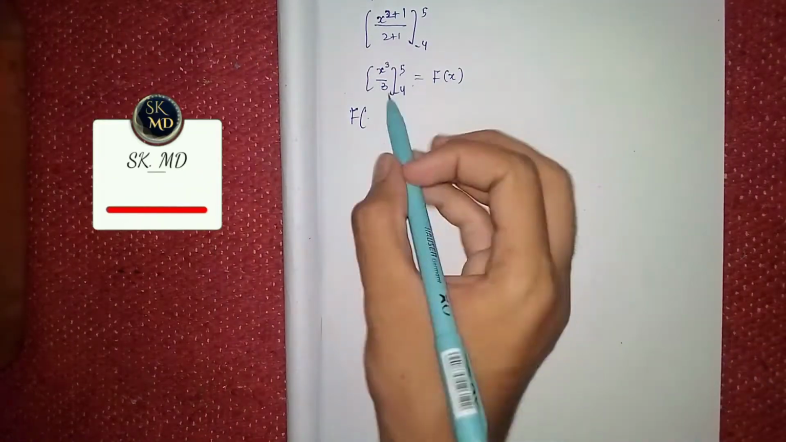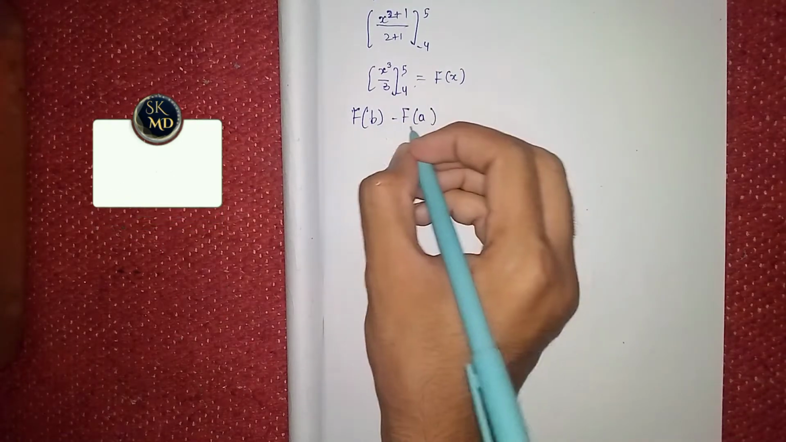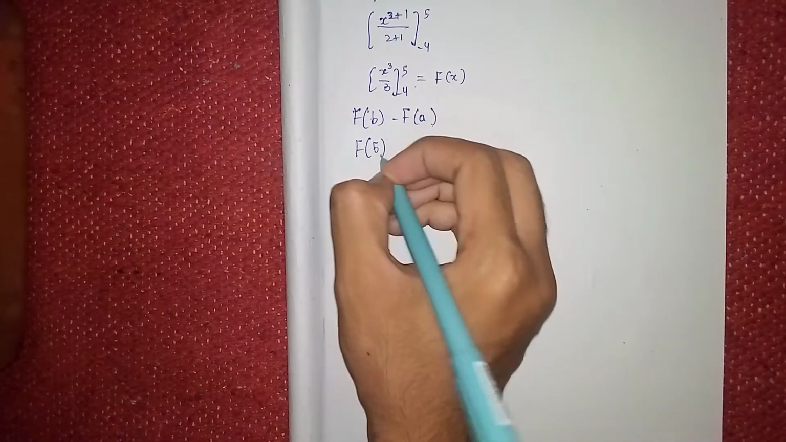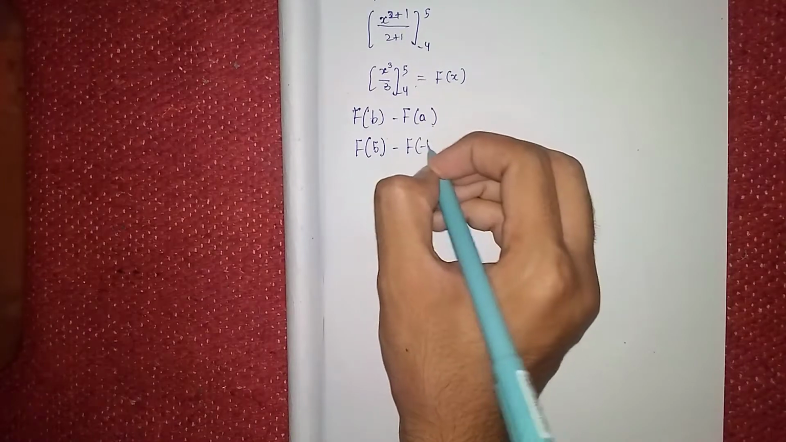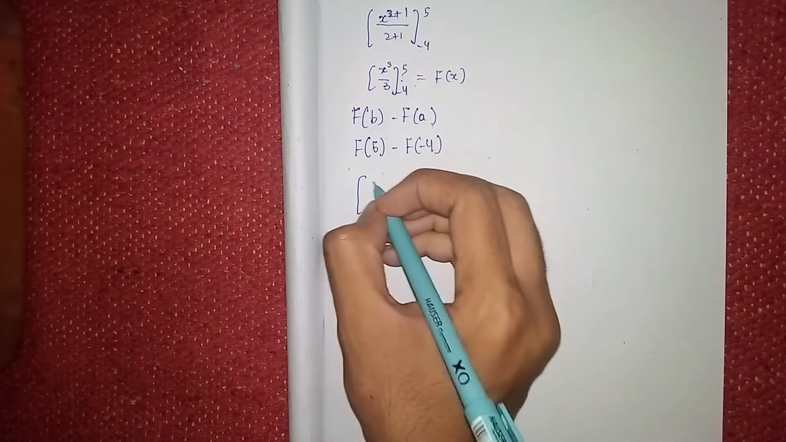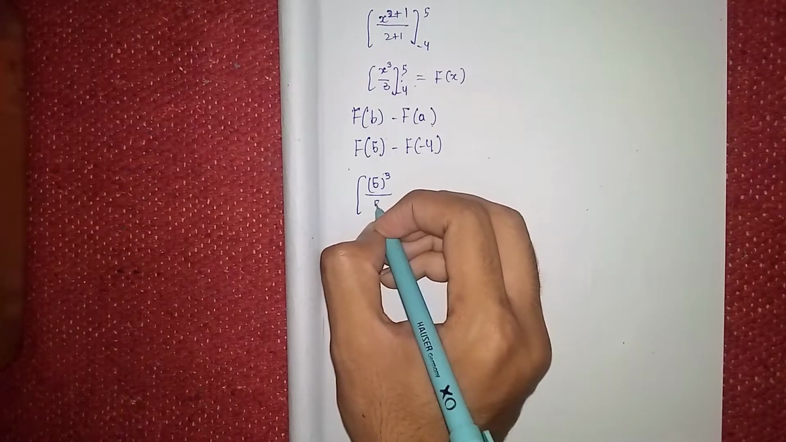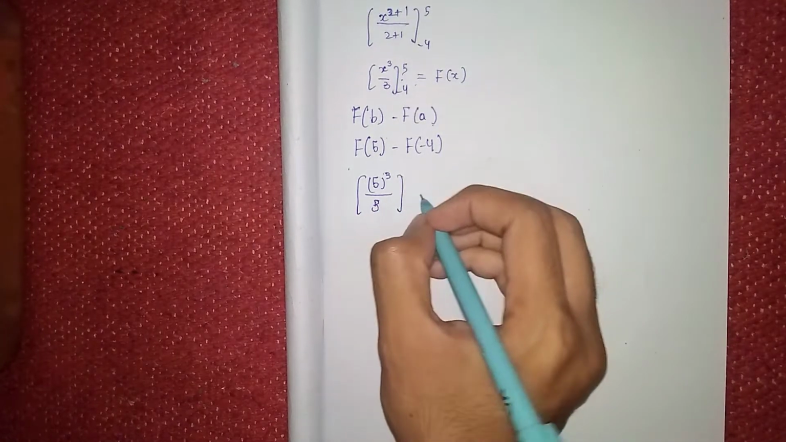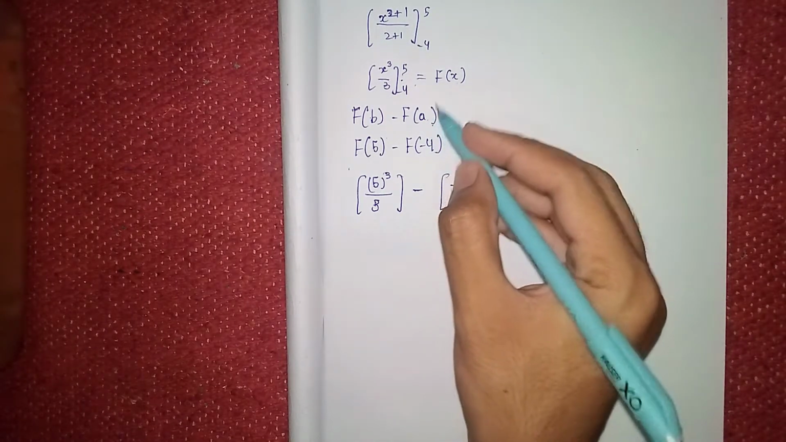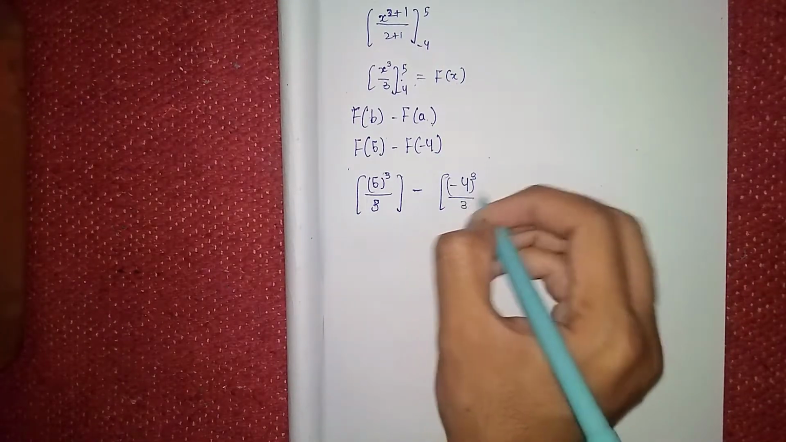So here what it becomes? f of b minus f of a, f of b minus f of a, so we have to subtract. So f of b is 5, as given in the question, minus f of a, which is given as minus 4. Now substitute this, so it becomes 5 cube by 3 minus, minus 4 cube by 3. Instead of x we are writing a, which is minus 4.